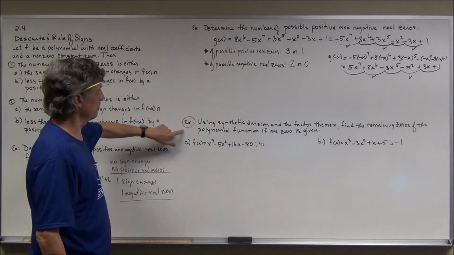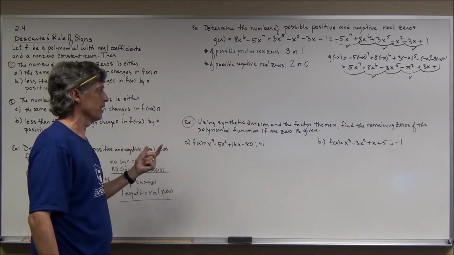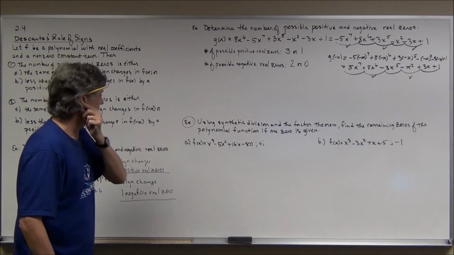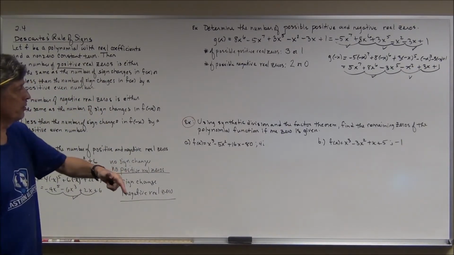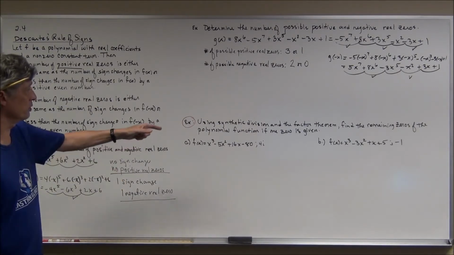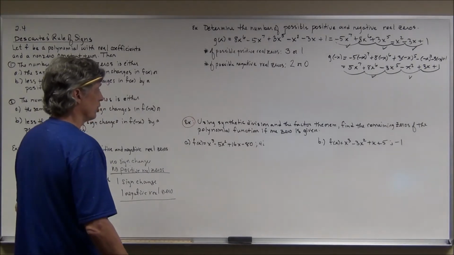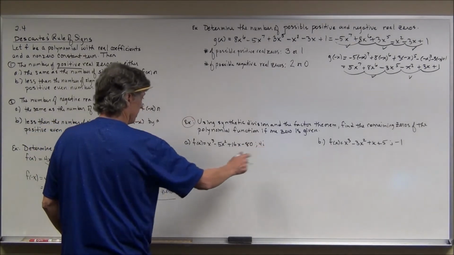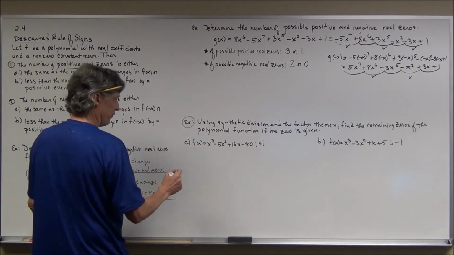Now this one is a little bit different than the Descartes rule of signs. It's more like what we were looking at in the last video, but as you can see, it's circled in red there. So this is an example that you would find on the semester exam review. Use synthetic division and the factor theorem. Find the remaining zeros of the polynomial function if 1 zero is given. Now we've done problems like this, but these are right off the review. So I'm going to run through this first.